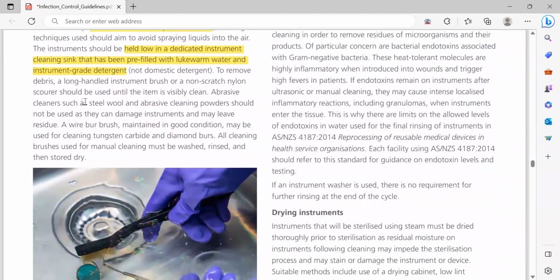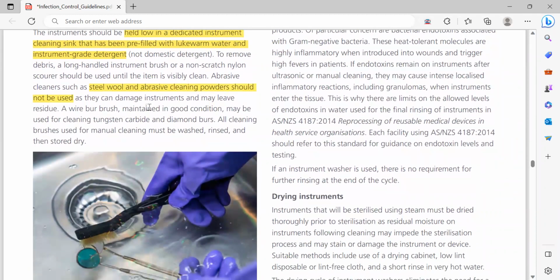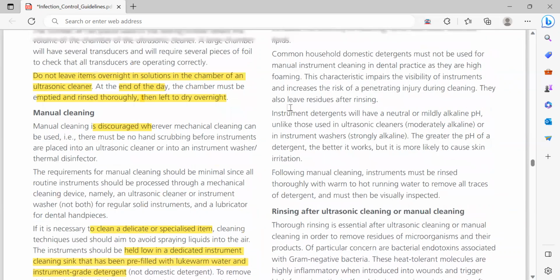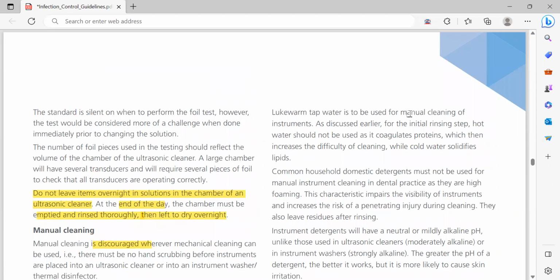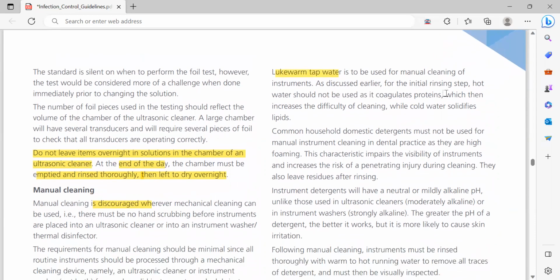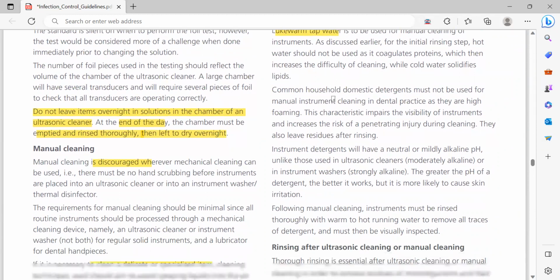Abrasive cleaners such as steel wools or abrasive cleaning powder should not be used. A wire brush maintained in good condition may be used for cleaning tungsten carbide or diamond burrs. All cleaning brushes used for mechanical cleaning must be washed, rinsed, and then stored dry. Lukewarm tap water is to be used for manual cleaning. So you should only use lukewarm tap water, neither cold nor hot. And as discussed earlier, for the initial step, hot water can coagulate protein and cold water solidifies the liquid.